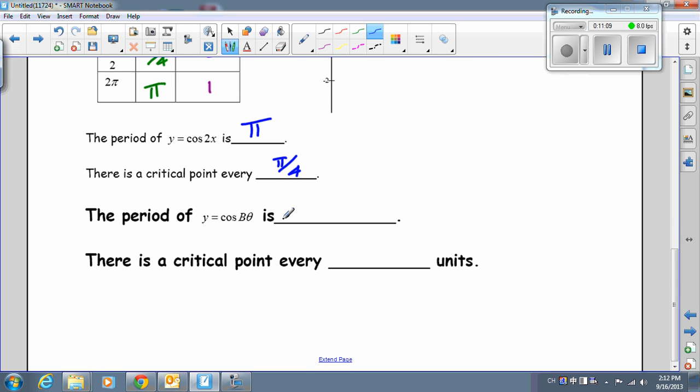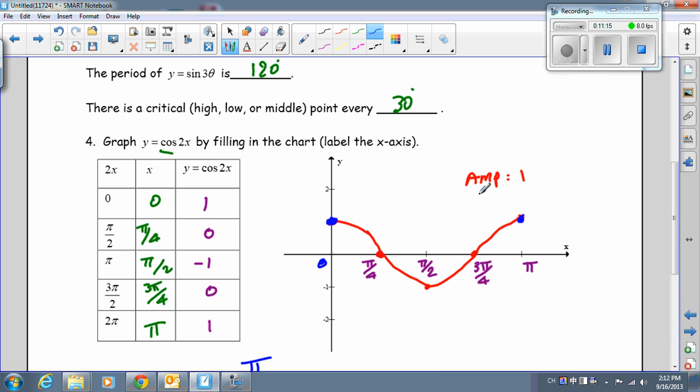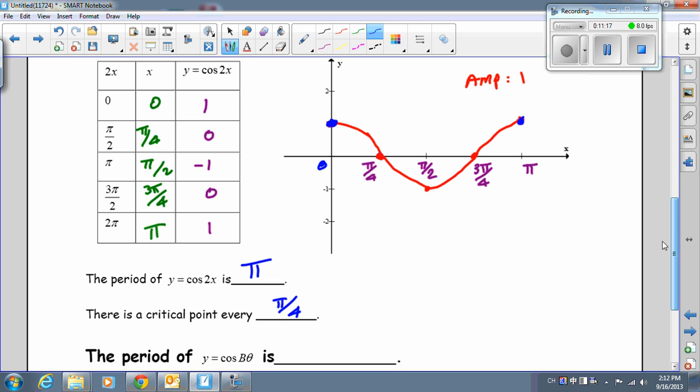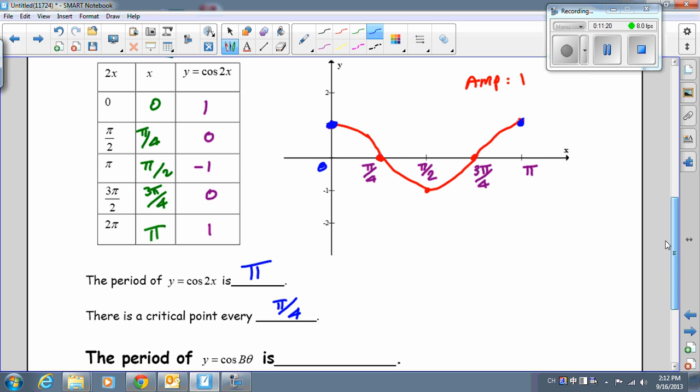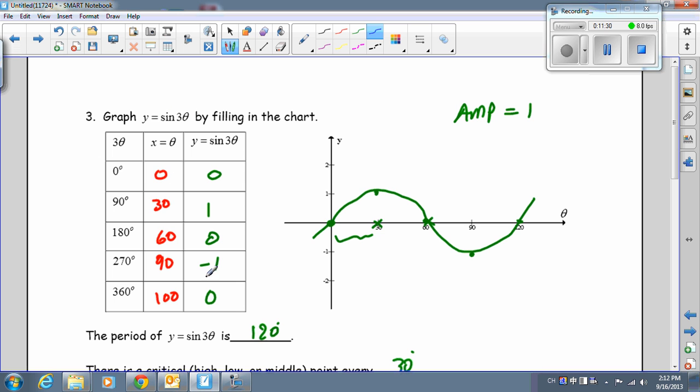cosine b theta is, based on what you have seen here, when it's cosine 2 theta, the period is pi. In other words, the period here is pi when it's cosine 2x. If you look up here, when it's sine 3 theta, the period is 120. There's a correlation between the value in front of theta and the period.